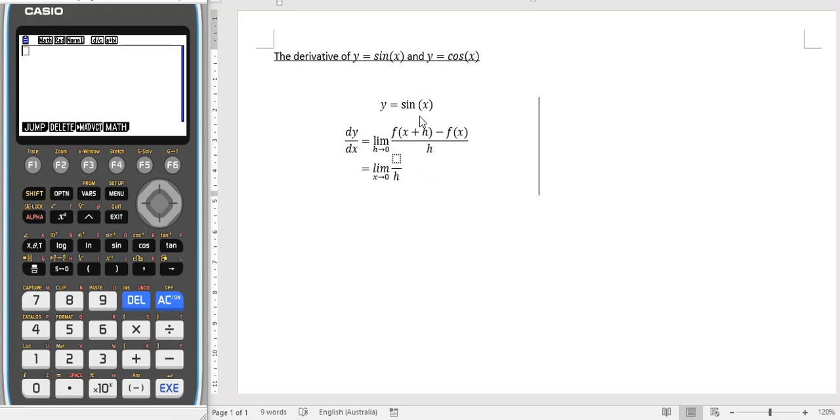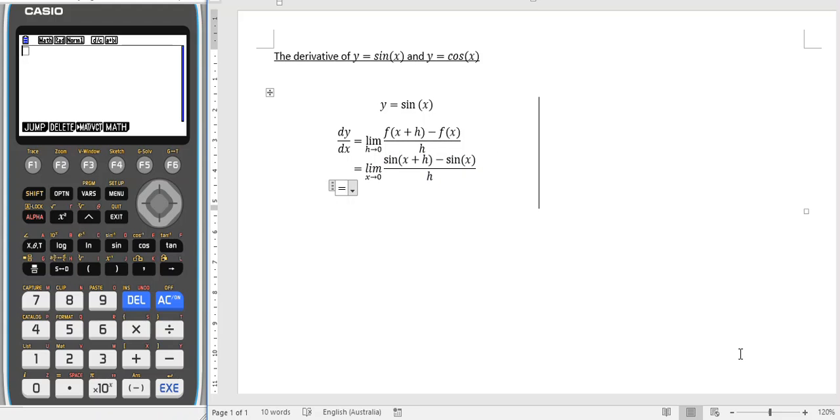So I've set this up here where our function is the sine function. So to continue here, I would need the sine of x plus h, subtract the sine of x, divided by h. That's nice.